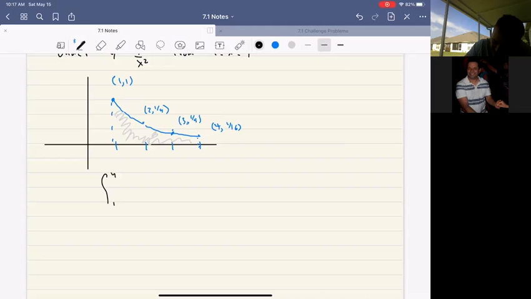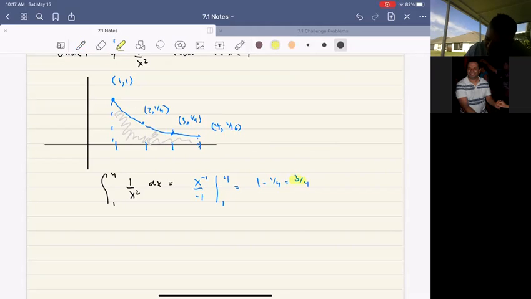Integral from 1 to 4, 1 over x squared dx. Okay, I hate doing simple integrals on these videos, but whatever, because we're going to need it on this one. The reason is I always screw them up. x to the -2 plus 1 is -1, divided by -1 from 1 to 4 equals 1 minus 1/4 is 3/4. Okay, so that's the total area under the curve.